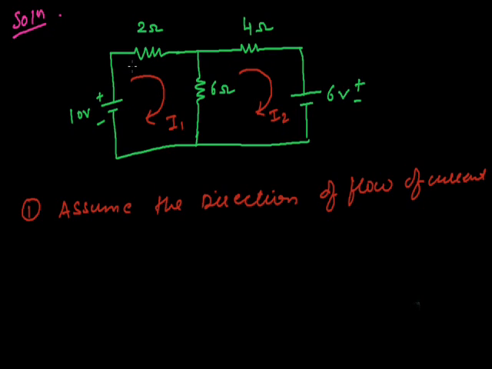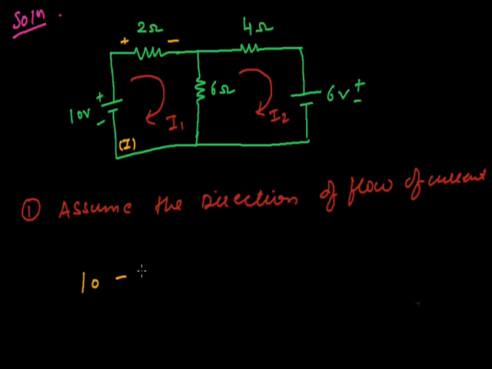In the first loop, current is passing through the 2 ohm resistance and then the 6 ohm resistance in this closed loop. In the second case, I2 is flowing through the 4 ohm resistance and then through the 6 ohm resistance. While considering this first loop, the flow of current is more in comparison to I2. So this can be written as 10 minus, this is current entering from the positive terminal and leaving from the negative terminal.